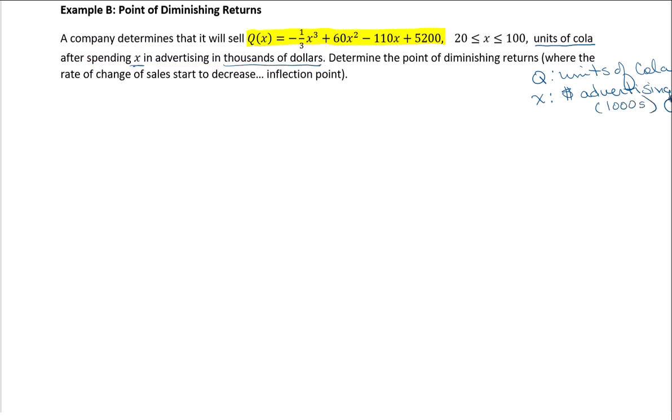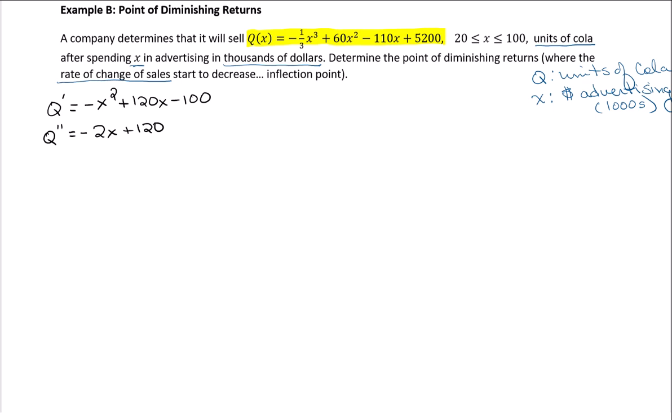Now notice the question is asking for us to determine the point of diminishing returns. That's where the rate of change of sales starts to decrease. Rate of change of the sales, in other words, the inflection point. So we need to find the second derivative. The first derivative gives us a negative x squared plus 120x minus 110. Then our second derivative would be a negative 2x plus 120.